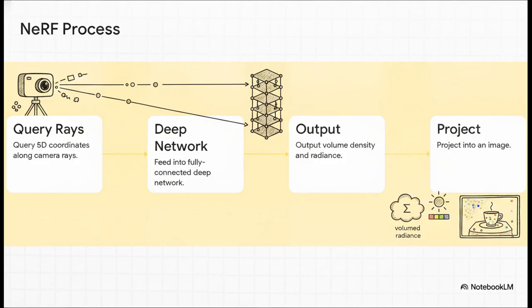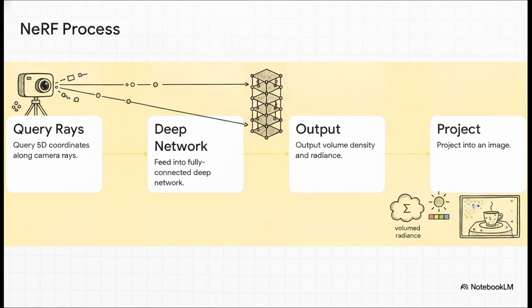Step 2. We take all of those positionally encoded 5D coordinates. Remember, we just boosted them with sine and cosine waves, and we feed them one by one into our fully connected deep network. In the paper, you'll see this denoted mathematically as f sub theta, meaning it's a function parameterized by neural network weights, which they call theta.